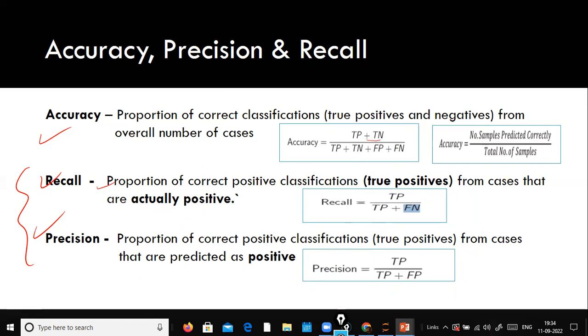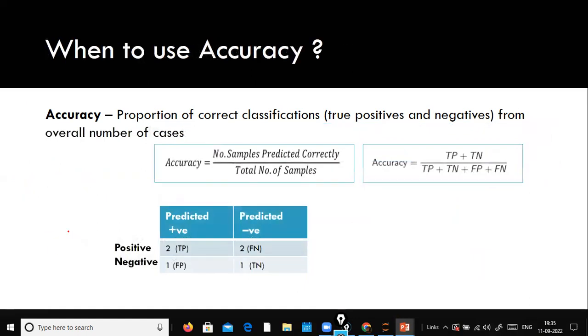Okay, now I will explain when to use which metric. Can I use accuracy all the time? Can I rely on this all the time? No, there are situations where the accuracy metric is not helpful. It can mislead us. In that kind of situation, you need to use either recall or precision. When should I use recall? When should I use precision? That is what I'm going to discuss now.